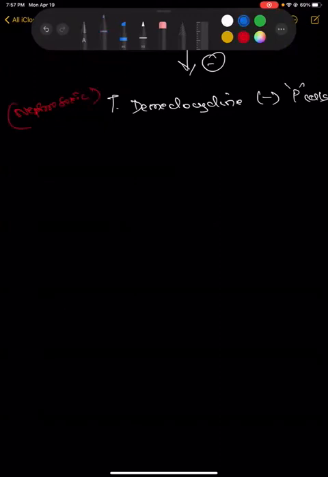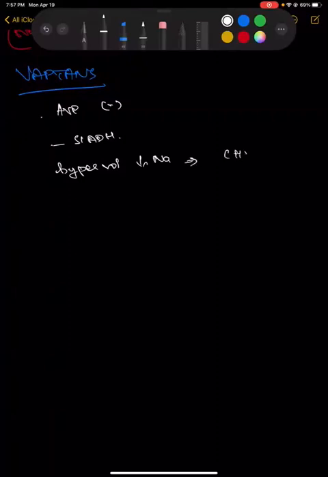The last is Vaptans. We can try Vaptans. A few words about Vaptans. These are nothing but AVP antagonists. They are used in SIADH, and they have also been tried in hypervolemic hyponatremia, especially in cases with congestive cardiac failure and cirrhosis. This is new.